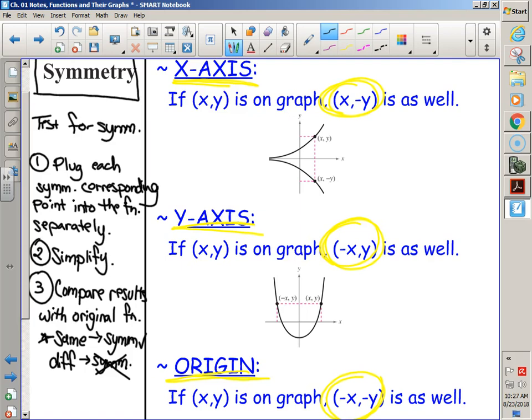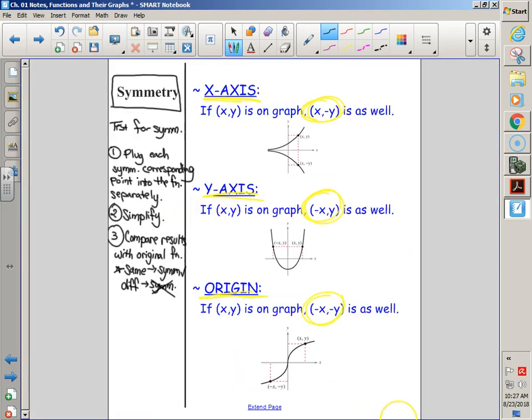So that's why I circled each of those highlighted points. Let me go ahead and zoom out so that we can see that bottom graph if you haven't gotten it yet. But I've circled each of those corresponding points because they should work in the original function just as well as the original point x, y. They should work just as well. And the way you can see them working just as well, if the symmetry exists, is that after plugging in and simplifying, the function should go back to what it was at the beginning.